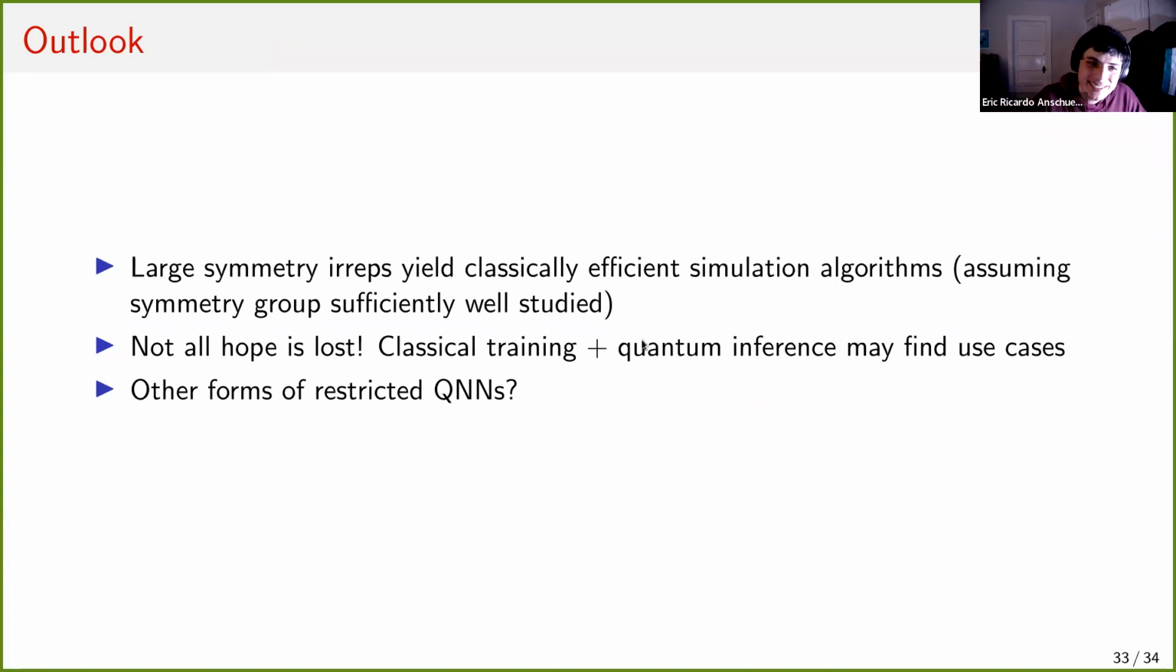Essentially, the summary is two big symmetries that can make things simulatable. That's essentially the intuition behind this. And I want to emphasize that not all hope is lost. There's still reason for optimism. You just have to be careful balancing how restricted a QNN architecture you want to look at is, and its trainability.